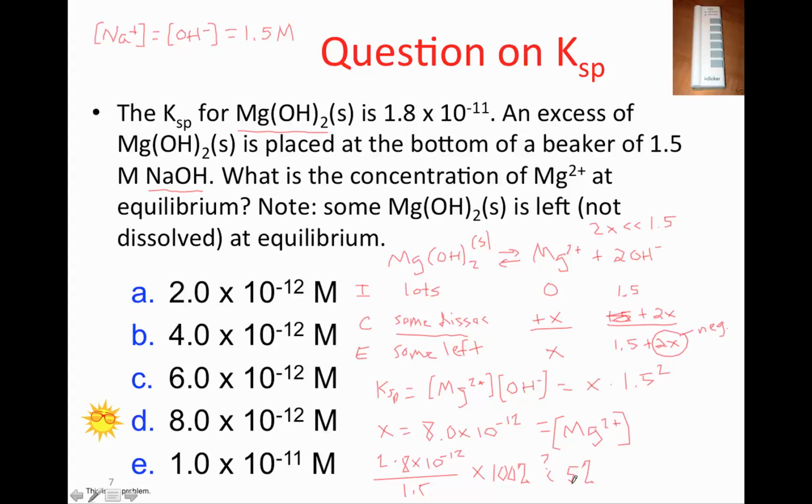But now here's a question for you. What if I thought that this was going to be small, and it turns out to not be less than 5% of this? What do we do? And the answer is we have to solve the problem not neglecting x.